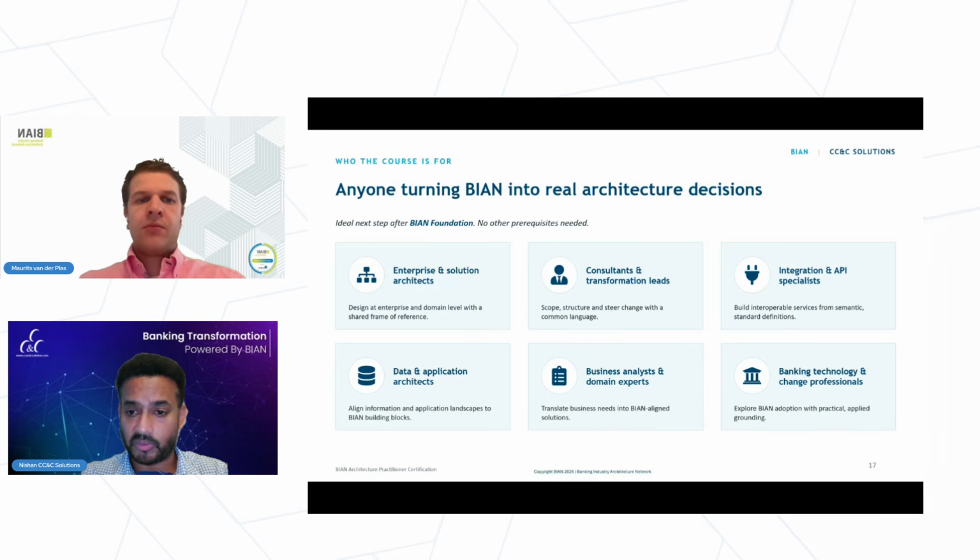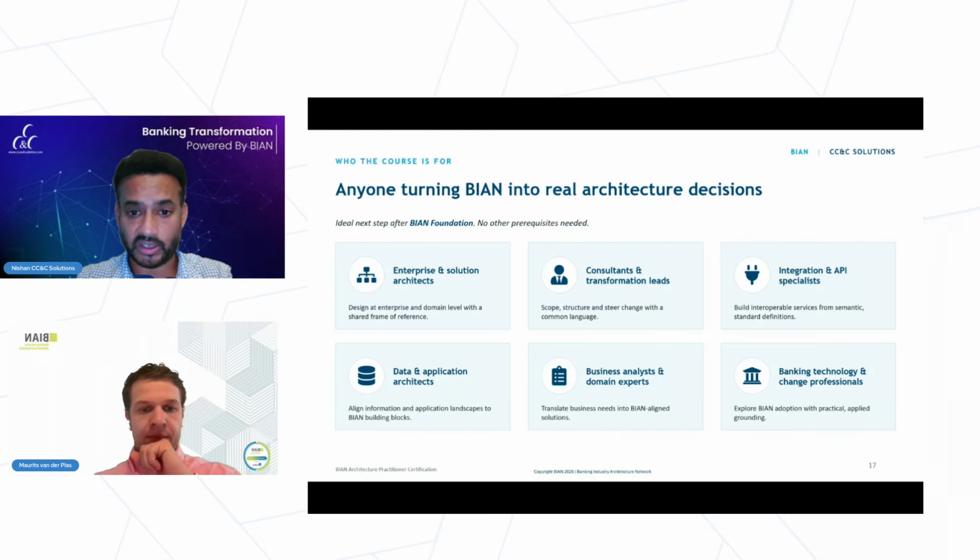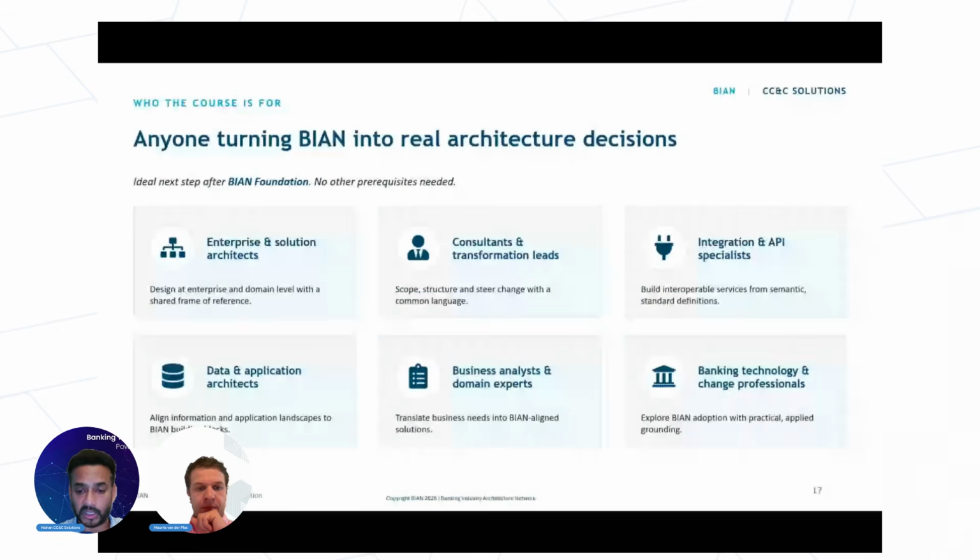It does cover building interoperable services from semantic standard definitions. If you're in the data space and you're a data architect, data modeler, etc., the course does cover how to use BIAN's business object model to create these common data blocks that underpin both your transformation but also unlocking value for AI. If you're a business analyst or a domain expert or product owner, this is where BIAN's business language and its business capability model can help you translate your business needs into solutions that are aligned to meet those needs.